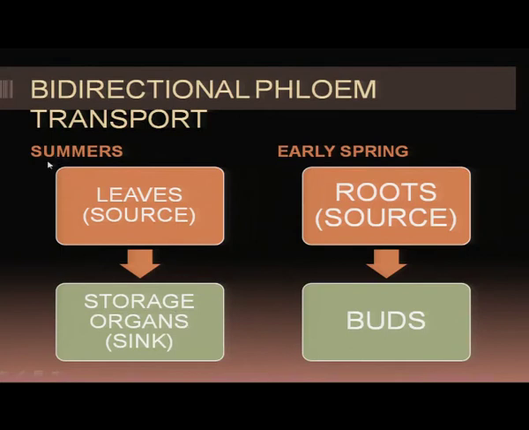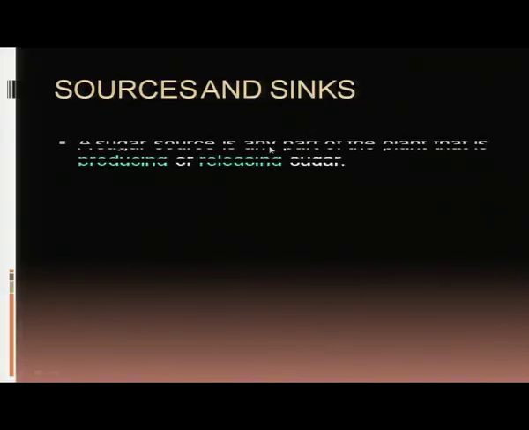Now, we know that phloem carries food. This food is taken from the leaves to storage organs in summers, and when the seasons have changed, suppose it is early spring, the storage organ, suppose the root, will act as a source and the food will now be taken to the growing parts, for example the buds. So, this is the bidirectional transport in the phloem.